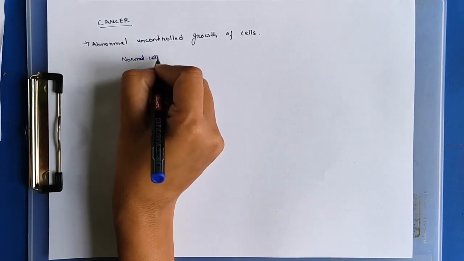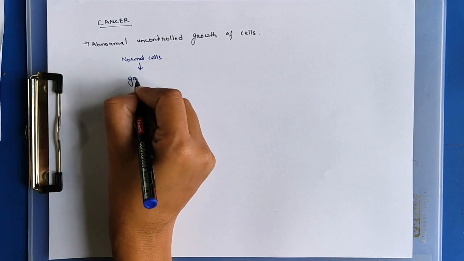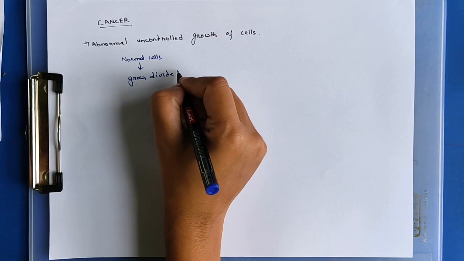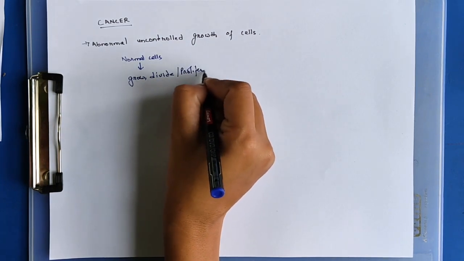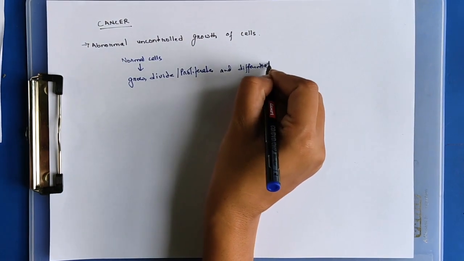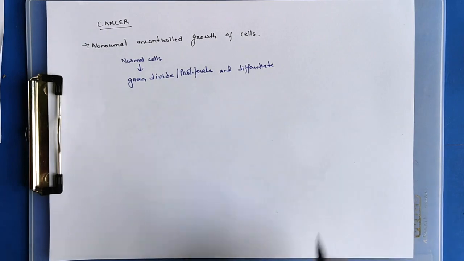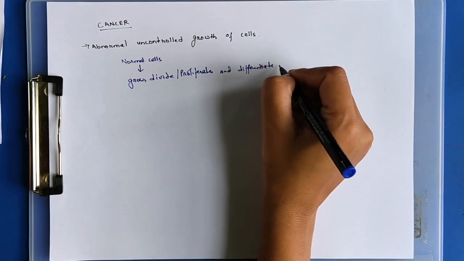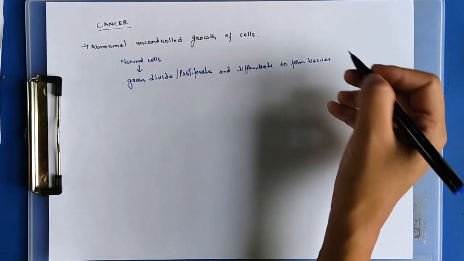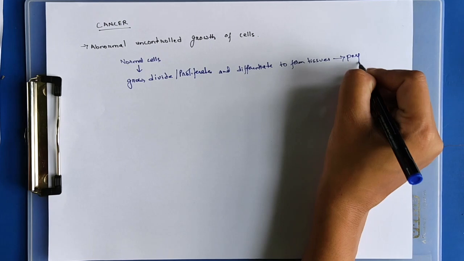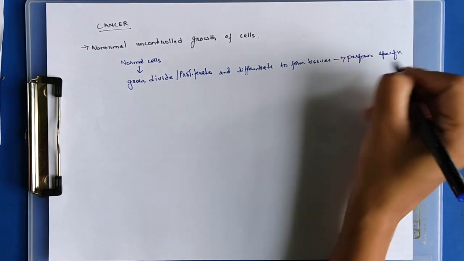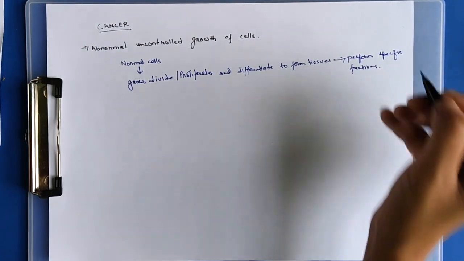Normal cells will grow, then they will divide, and they will proliferate, and they will differentiate. After differentiation, they will form tissues. Tissues will be performing specific functions in our body.